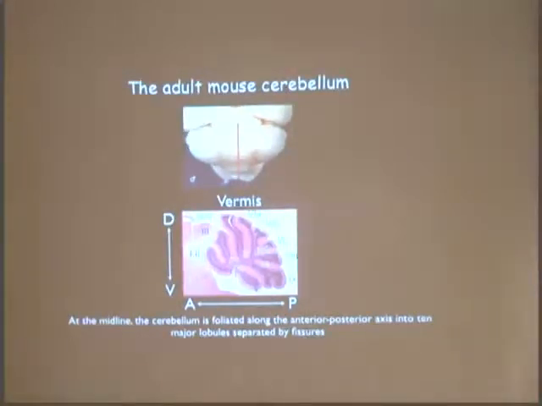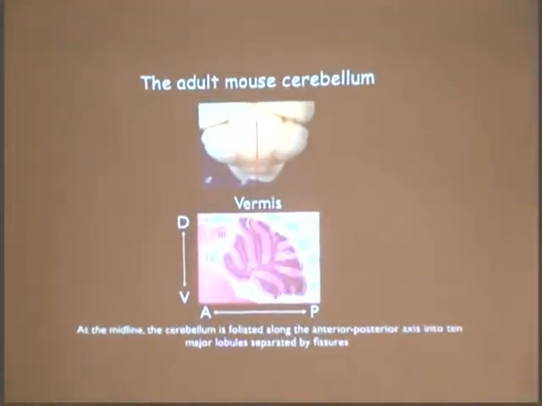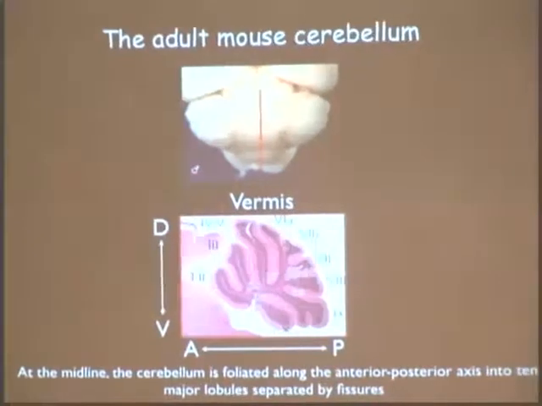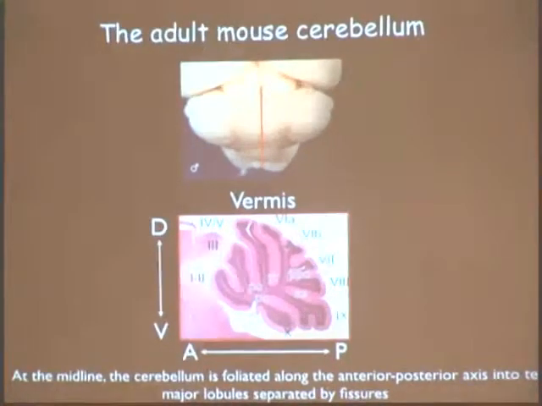cerebellum. And in this region, it's foliated along the anterior posterior axis, where anterior would be considered the front of your head. So since I'm looking sideways, my forehead is the anterior, and the back of my hair would be the posterior. And along this area, we have 10 major lobules, which are these pink and purple stuff, and they're separated by these fissures, as you can see.